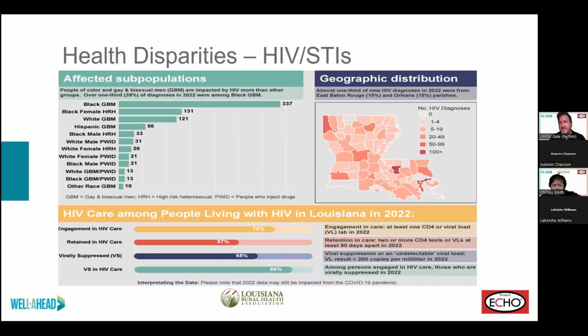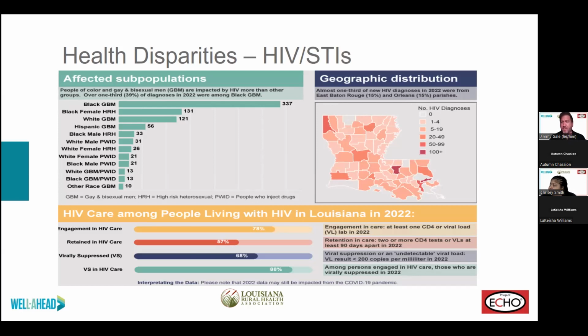Since I do work for the STD HIV hepatitis program, I would be remiss if I did not include some data for you all here. As you can see on the screen, this is our most recent data that we have regarding HIV diagnoses within the state of Louisiana. On the right-hand side of the screen, you will see a map highlighting a lot of our rural parts of Louisiana. We tend to see more of our diagnoses clustered in regions 1 and 2 around New Orleans and Baton Rouge, but that does not mean we're not seeing it in other places.